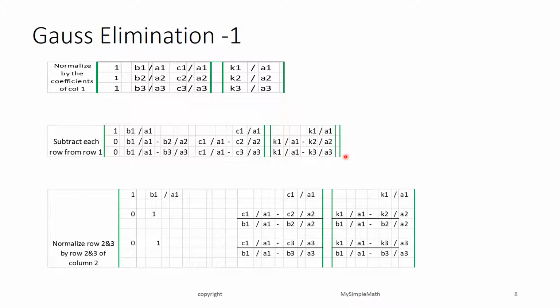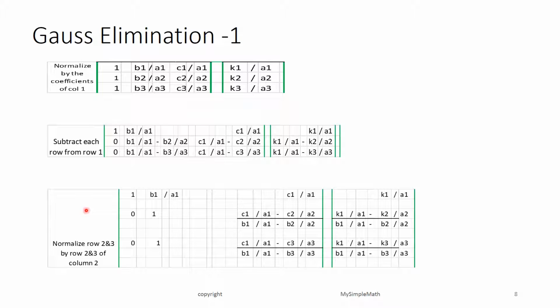Now realize and remember that these numbers have a physical meaning here. So we are actually normalizing K1 by A1, which means we are dividing the amount of water in the first glass by the coefficient of the biggest unit measure.